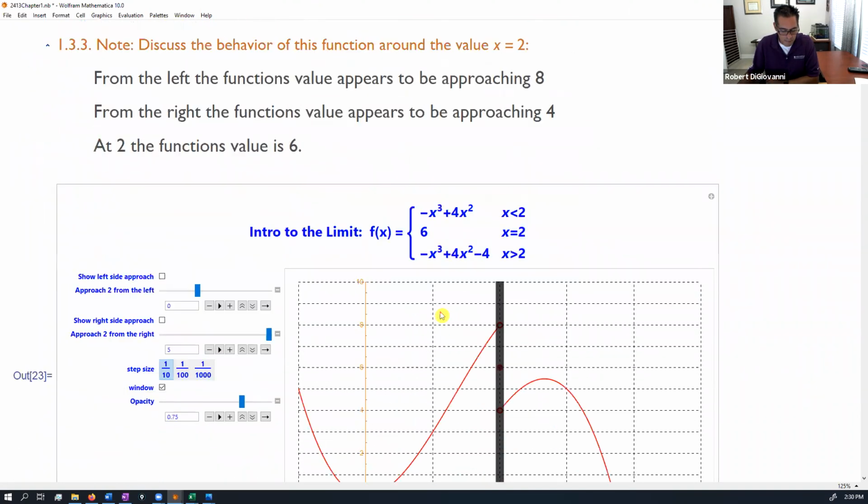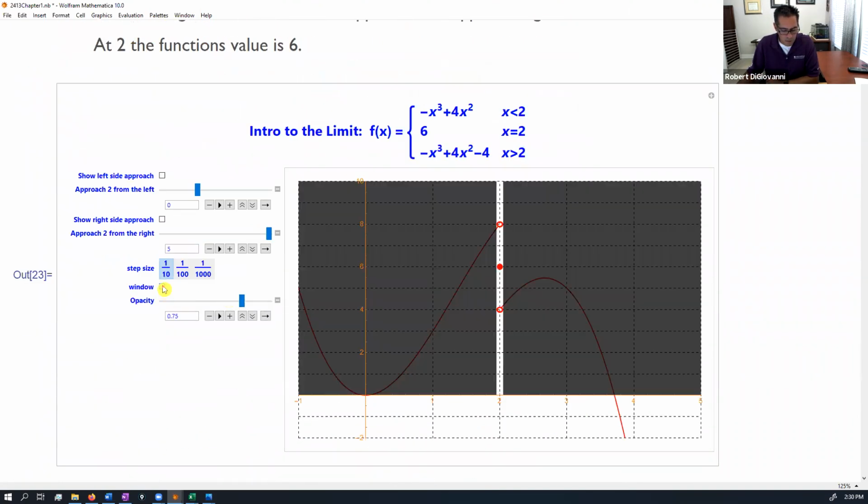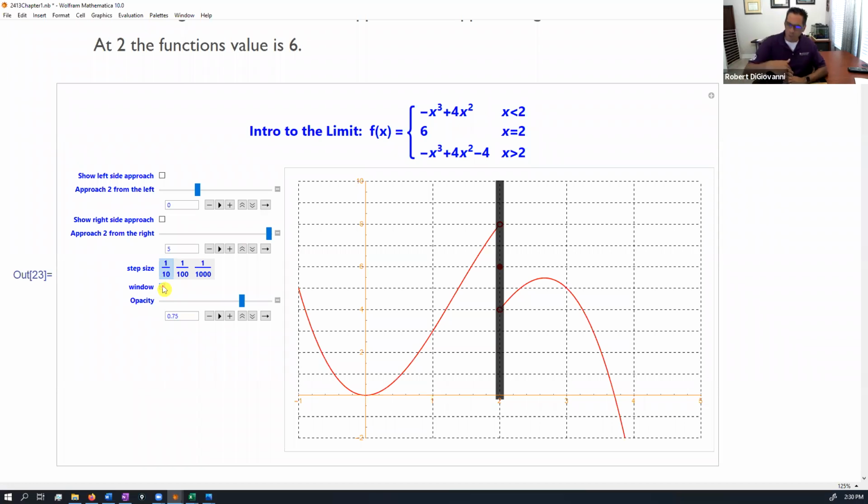And then this one, at 2, it was 6. From the left, it was 8. And from the right, it was 4. So like none of them matched. Do y'all see that? Okay.